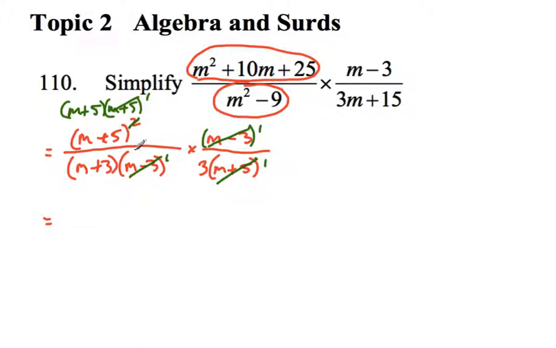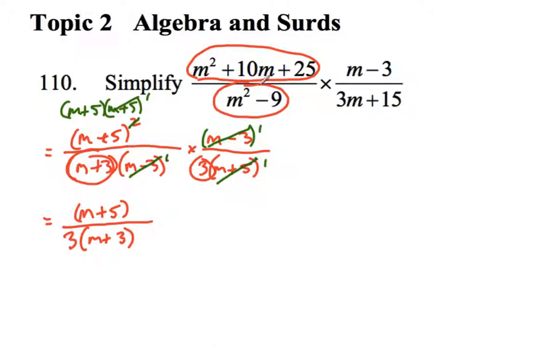And so in the end, what has survived all that cancelling out? We have an m plus 5 on the top multiplied by 1, so we'll just write m plus 5 on the top there. And on the bottom we have a 3 that's surviving, and an m plus 3 that's surviving. And that's our best, simplest version of that.